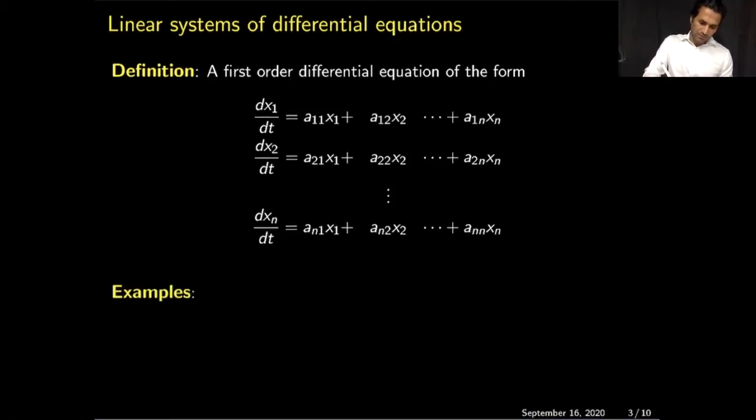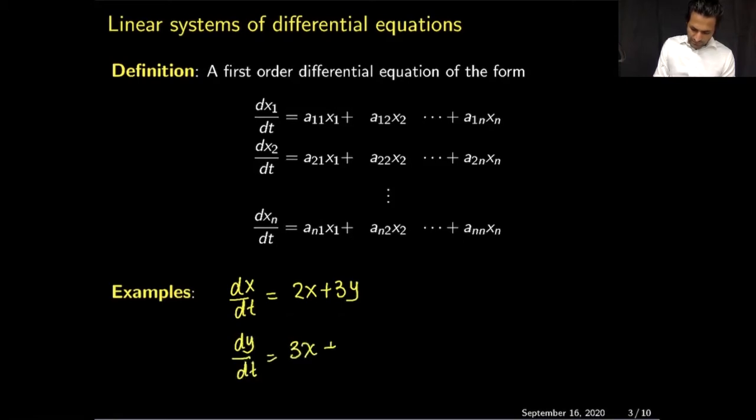So here I will give you one example of a 2 by 2 linear system. dx over dt is equal to 2x plus 3y, dy over dt is equal to 3x plus 2y. This is a 2 by 2 linear system of differential equations. It has two dependent variables x and y and one independent variable t.